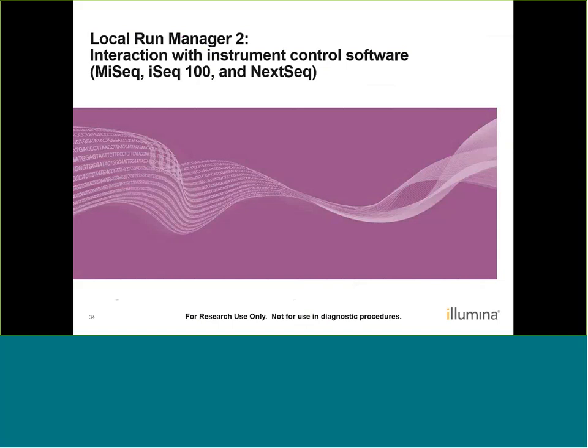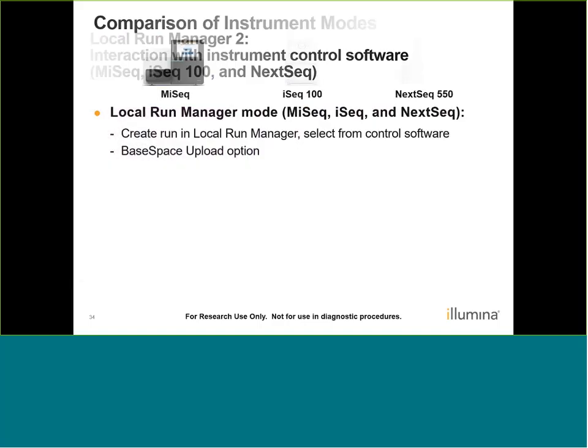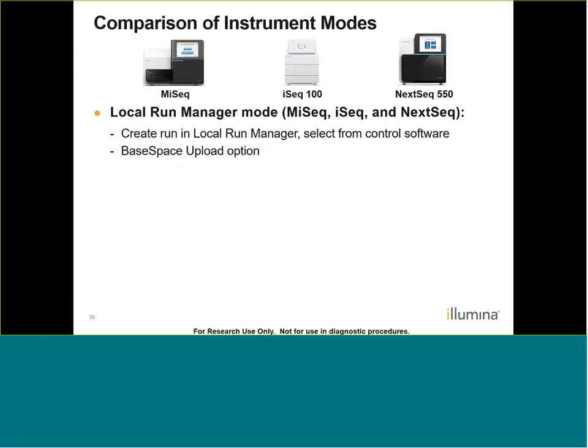So we've seen how to set up a run, how to use the off-instrument version to import your data. But let's take a look at how this actually works on the instrument. Three instruments have an onboard version of Local Run Manager: MiSeq, iSeq, and NextSeq that are running NCS version 4. These each have slightly different modes, so I want to talk about what's common and what's different, and then we'll see some examples. All three instruments have a Local Run Manager mode. In this mode, you create the run in Local Run Manager, as we showed, and then select it through the control software, and I'll show you what that looks like on each instrument.